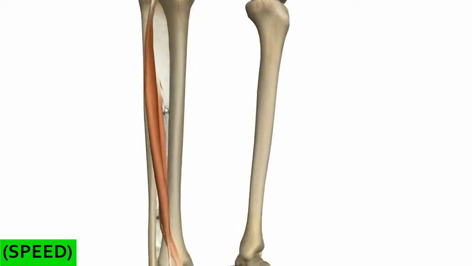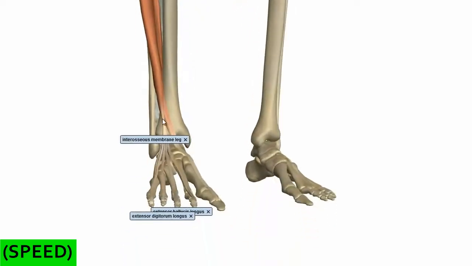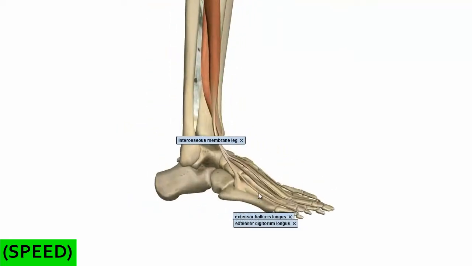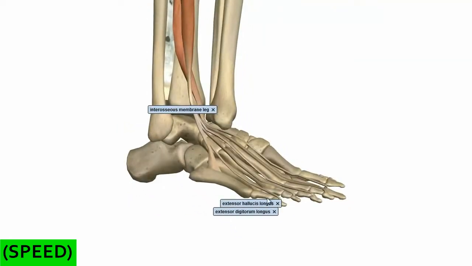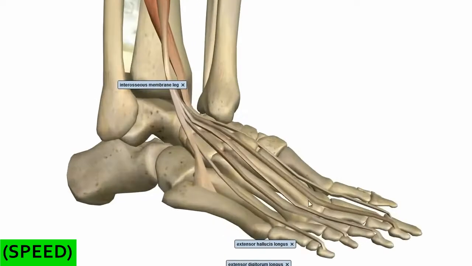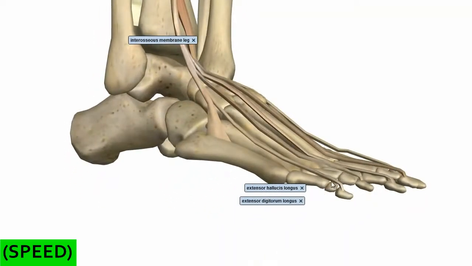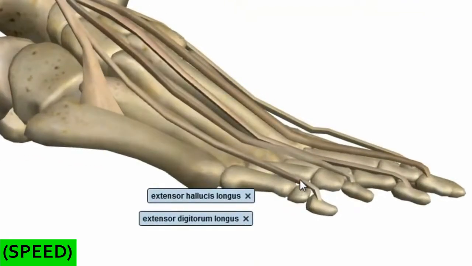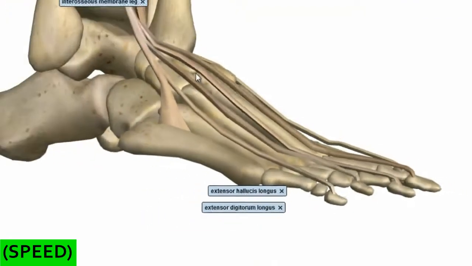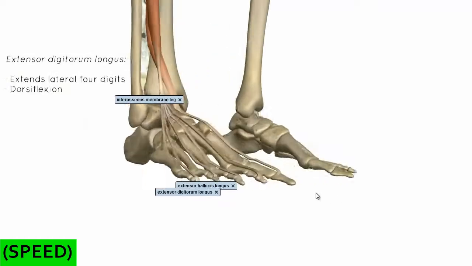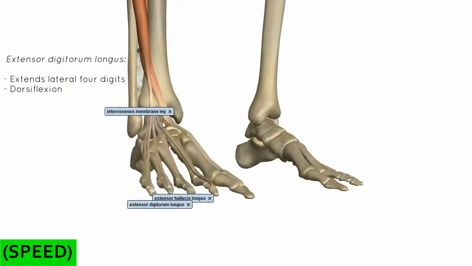So that's its origin, and if we follow the muscle down, we can see that it splits to form four tendons, which then attach to the digits. The insertion point of the extensor digitorum longus is on the bases of the intermediate and the distal phalanges. I'm not sure if it's actually shown on this model. No, it's not, but this tendon attaches to the bases of the middle and the distal phalanges. What this muscle does is it extends the lateral four digits, and it can also dorsiflex at the ankle.